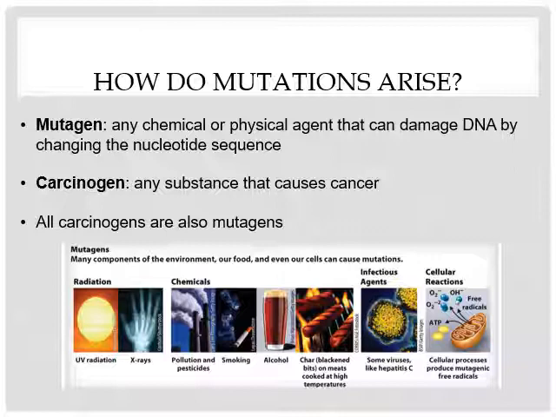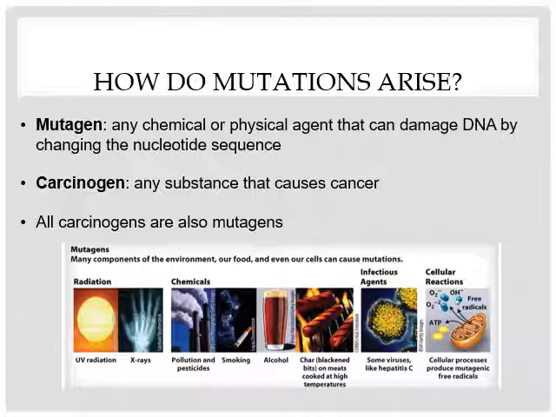So there's a chance that you can inherit those mutations, and there's also a chance that you can acquire them, right? And there's lots of different components of the environment, our food, and even our cells that can cause mutations. So when we're talking about these, we're usually talking about something called mutagens. Mutagens are any chemical or physical agent that can cause damage to your DNA by changing the nucleotide sequence.